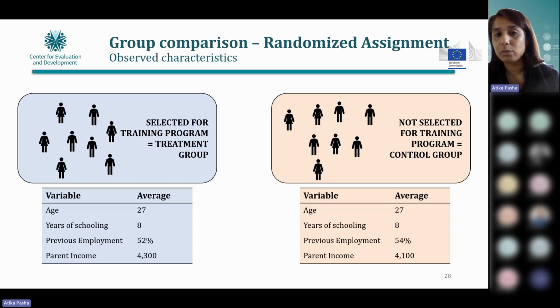So again, the ages will come closer to each other, let's say, on average 27 years. They will all have about 8 years of schooling, similar experiences in terms of previous employment, and in terms of parental income, also similar. So they are coming from similar backgrounds or similar observable characteristics.